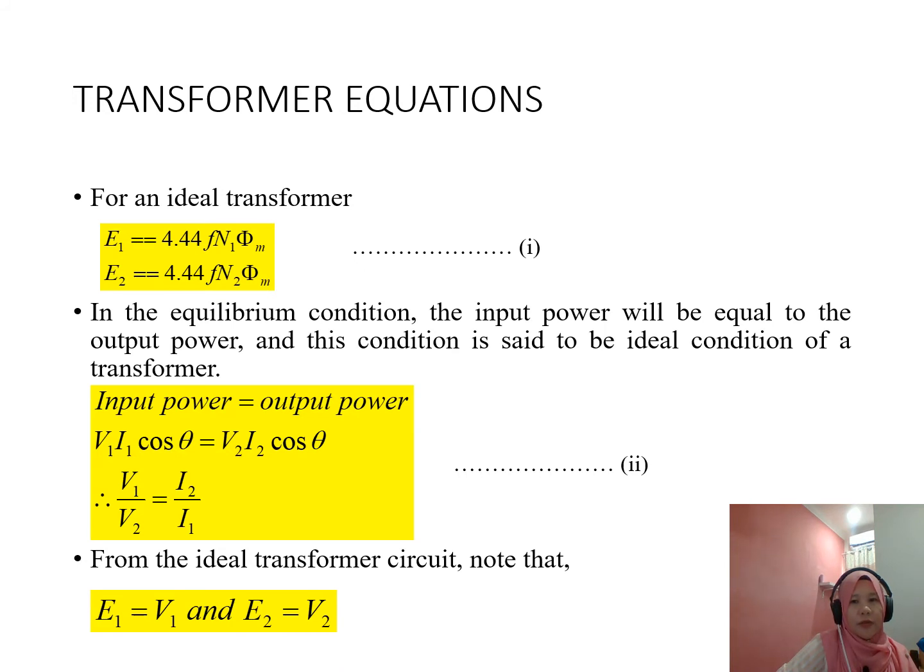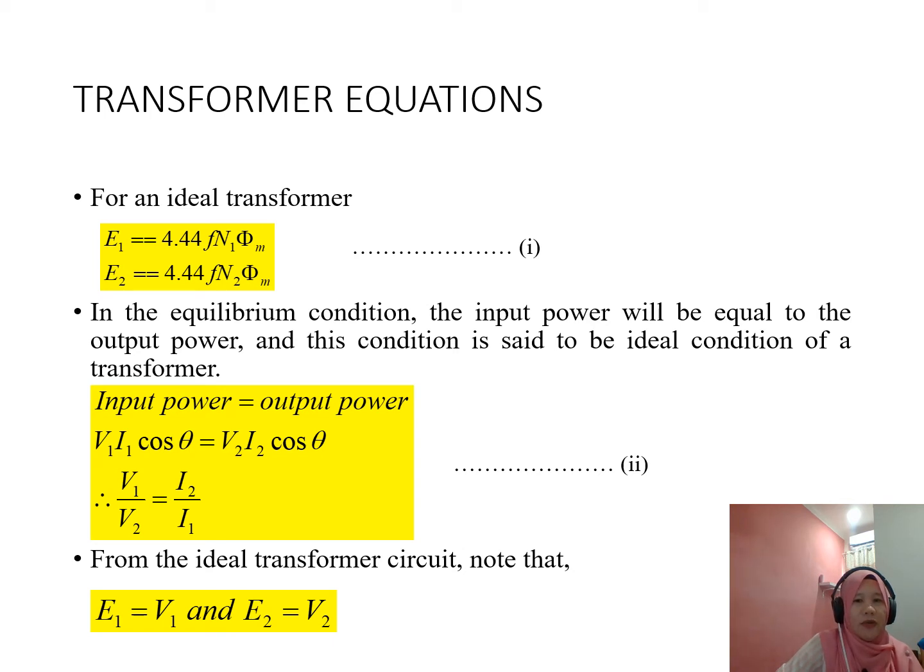So now we obtain for the ideal transformer, E1 in the primary side, which is equal to 4.44 times frequency times the number of turns N1 times psi m. And then for the secondary part, it is equal to a similar equation, 4.44 multiplied with f multiplied with the number of turns at the secondary winding N2 multiplied with psi m.